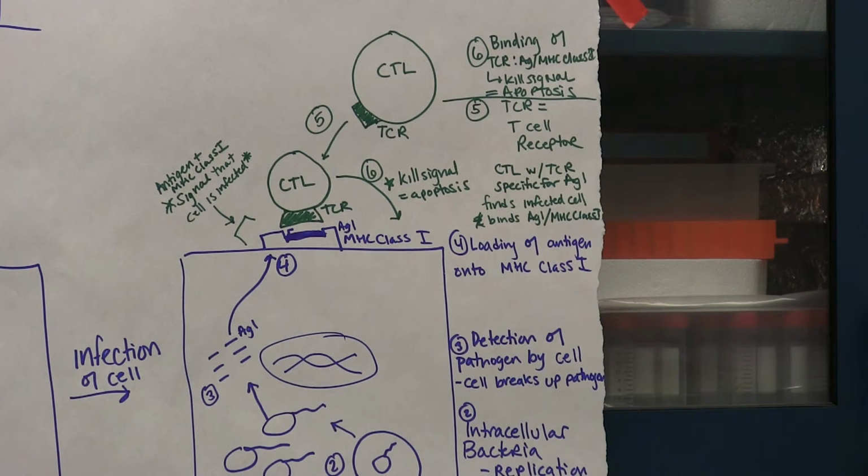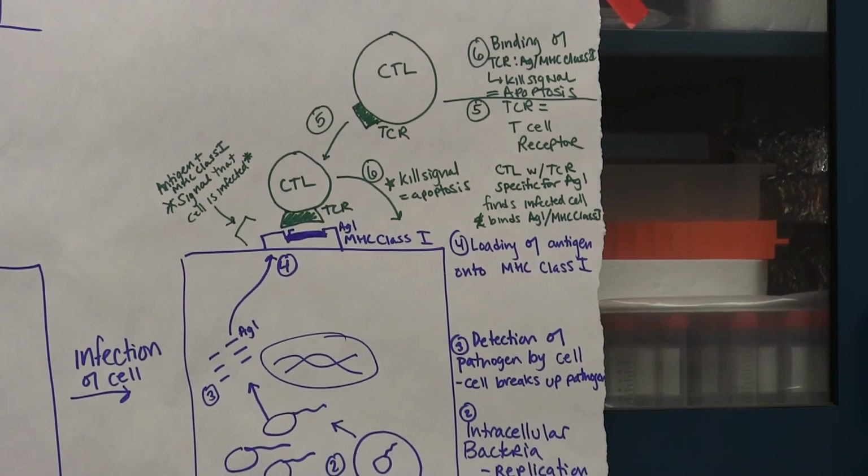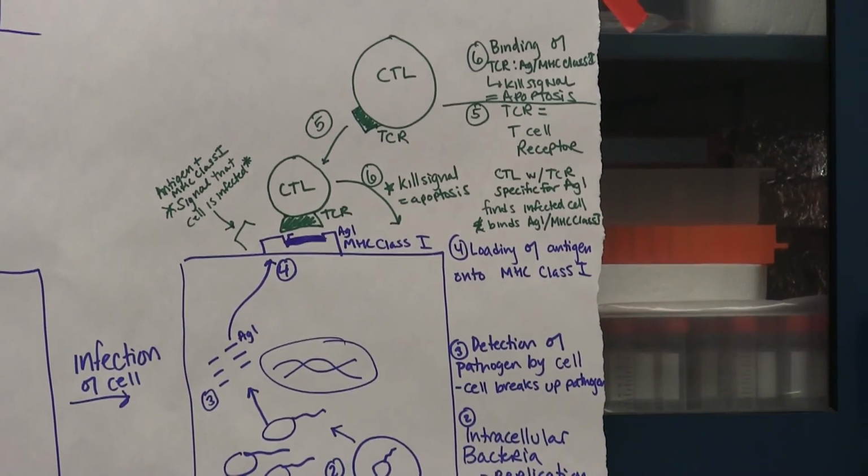And once those two things bind together, we have step number 6, which is the kill signal. So the CTL is going to get the kill signal and it's going to initiate apoptosis in the infected cell. And we're not going to go over how the CTL does that, just know that that's its big job, to initiate apoptosis in the infected cell. So that in general is all about the MHC Class I.